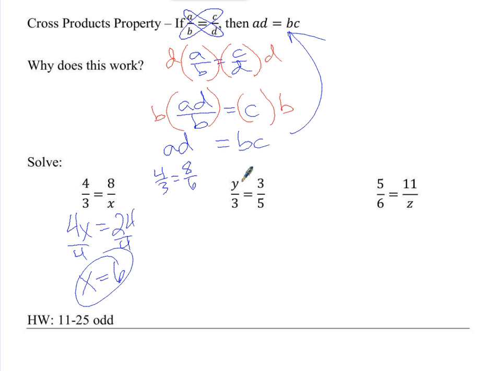If you did, you'd get 5y equals 9, and then you'd have to divide both sides by 5 to get 9/5 as your answer. But we just have this divide by 3 over here. So if you don't see it, you're stuck with cross products property. But if you do see it, then you can just multiply both sides times 3 and save yourself a little work. Y equals 3 times 3 is 9 over 5. That doesn't reduce, so that's your answer.